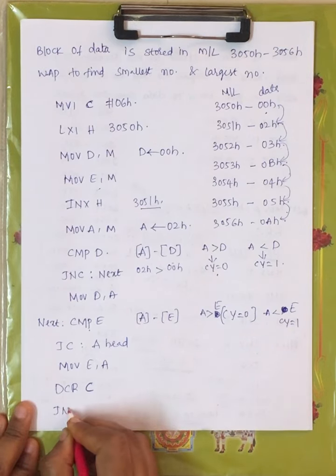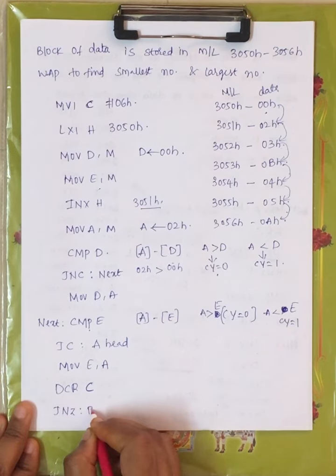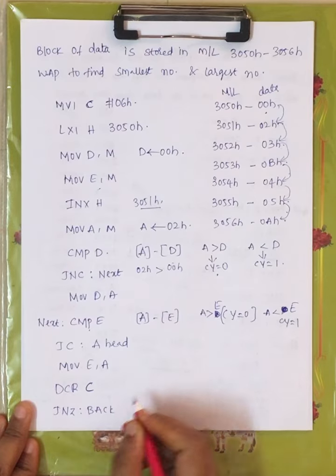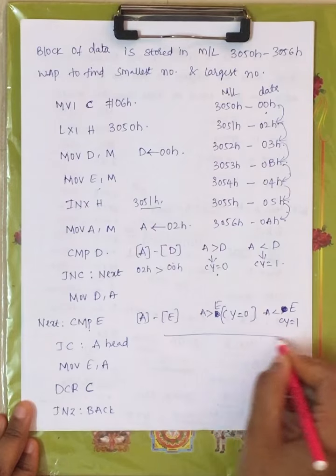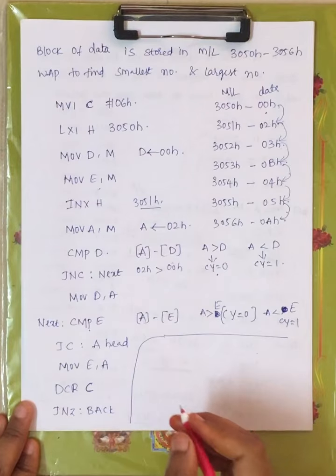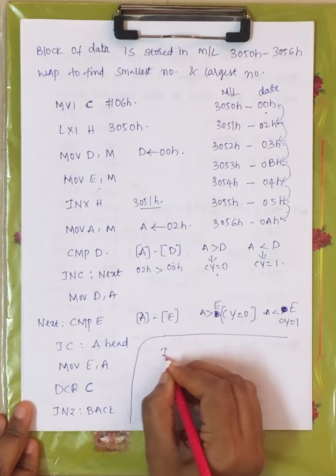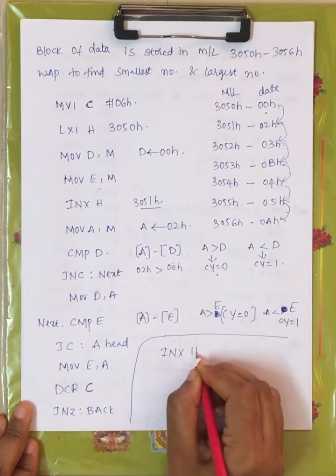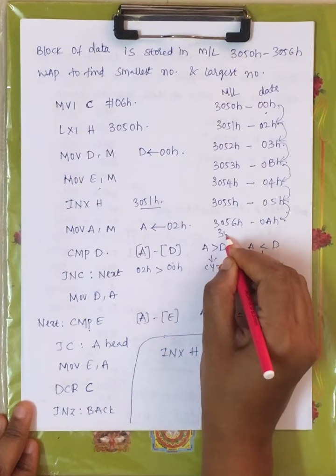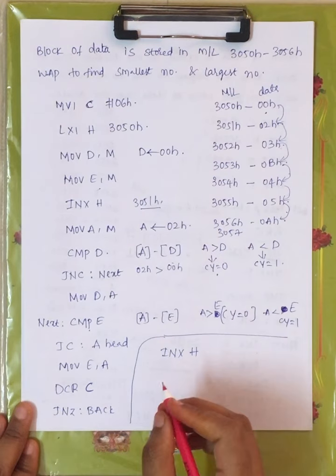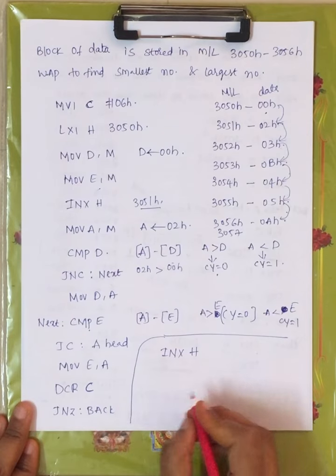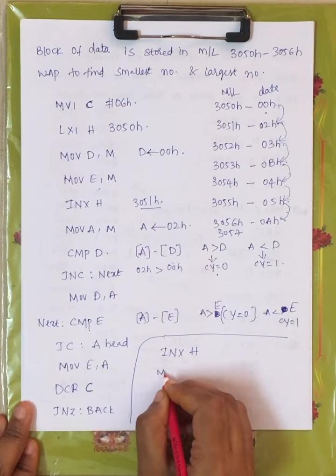Now this loop will execute till it is 0. Jump if no 0, back. This loop will execute till it is 0, right? Now incrementing H, right? That means 3057H. To this 3057H, what I am storing?